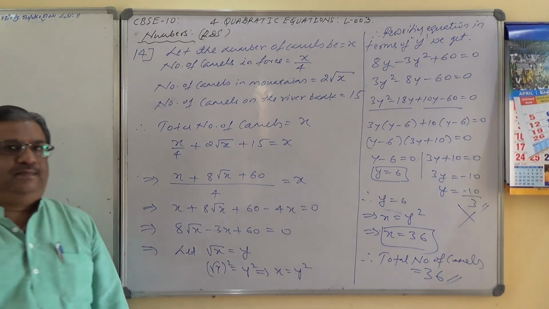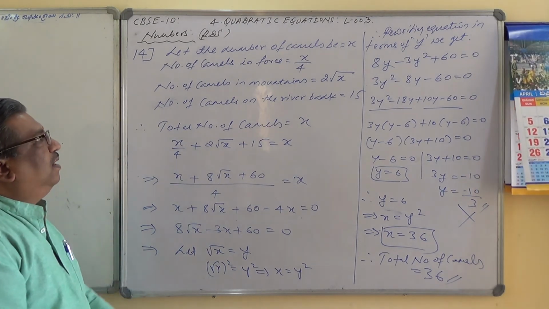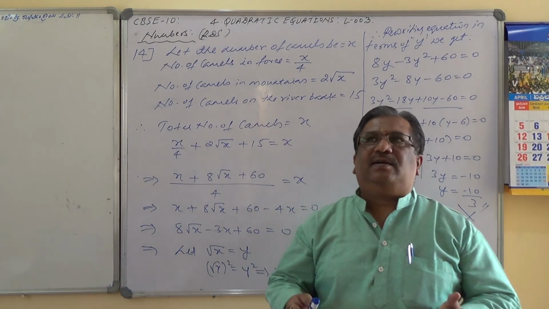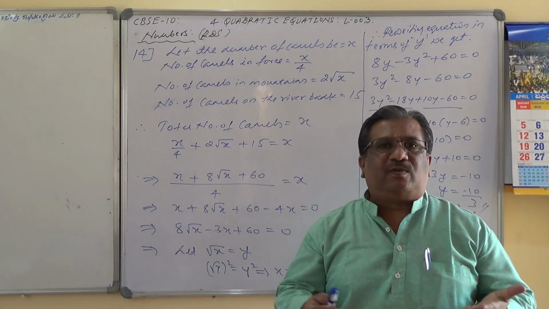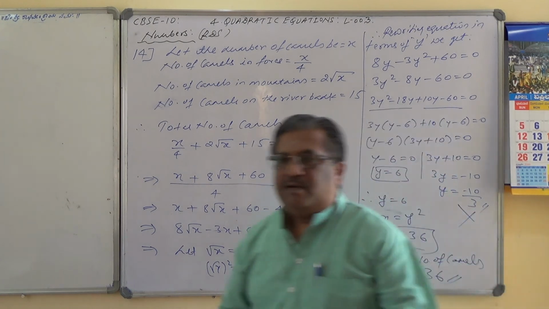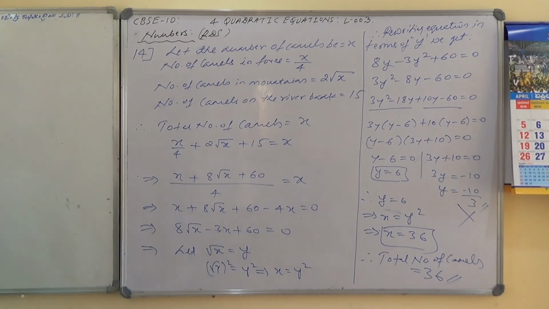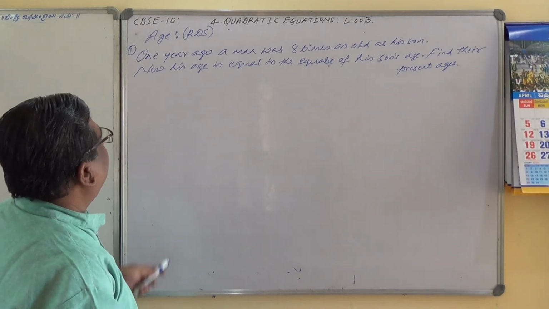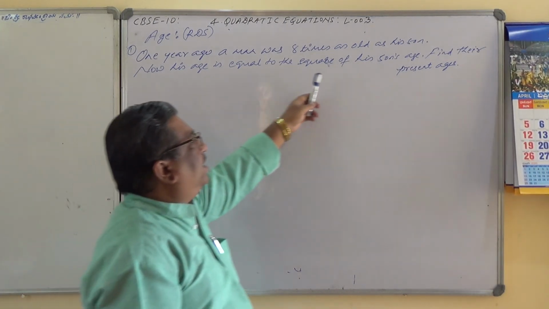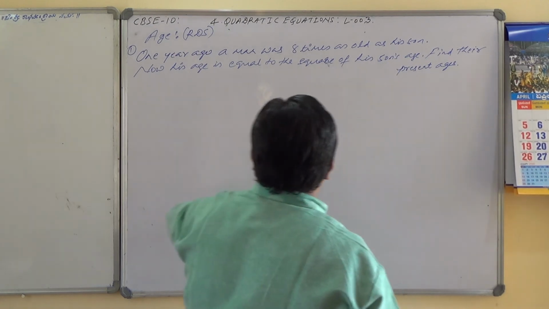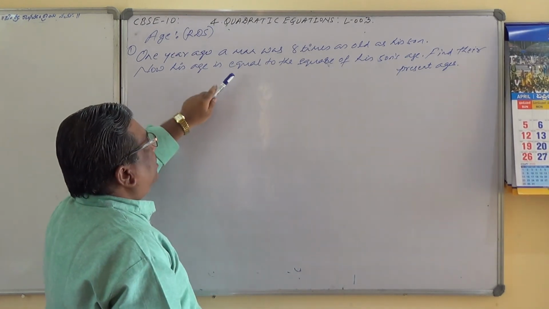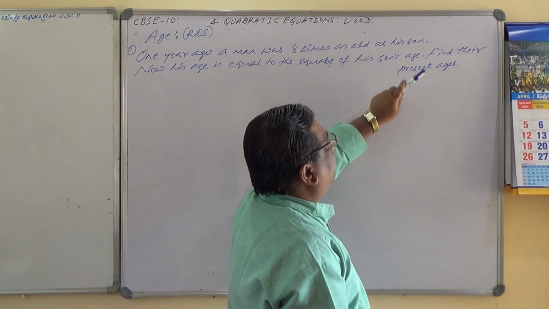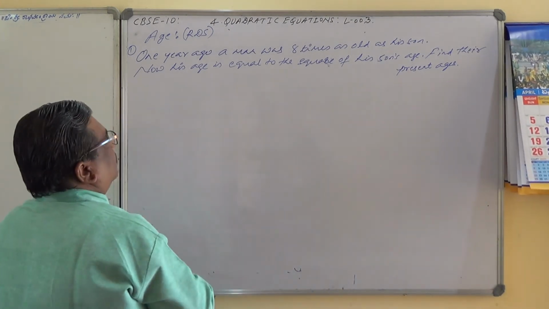Okay, fine. Now I think I have taken enough numericals on this one. I'll go to the next type of numerical, that is one or two numericals from age related. Okay, fine. I have taken one age related problem. 1 year ago, a man was 8 times as old as his son. Now his age is equal to square of his son's age. Find their present ages.